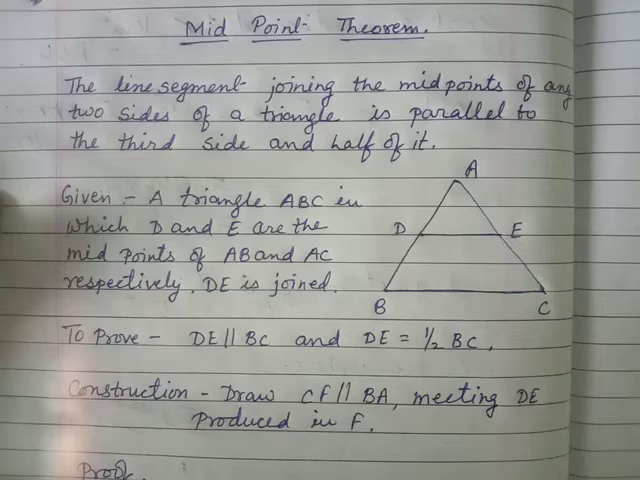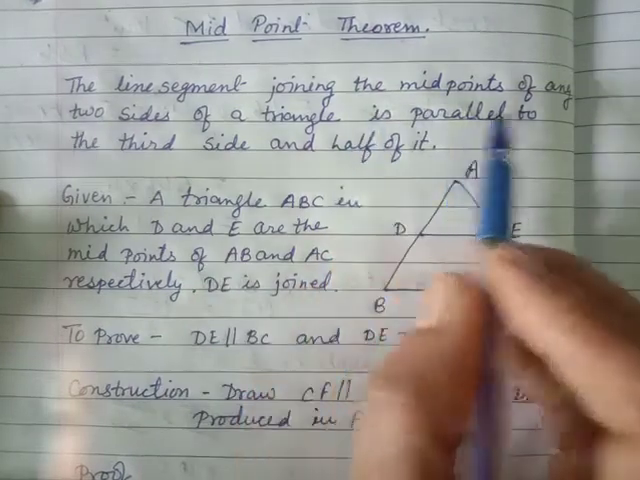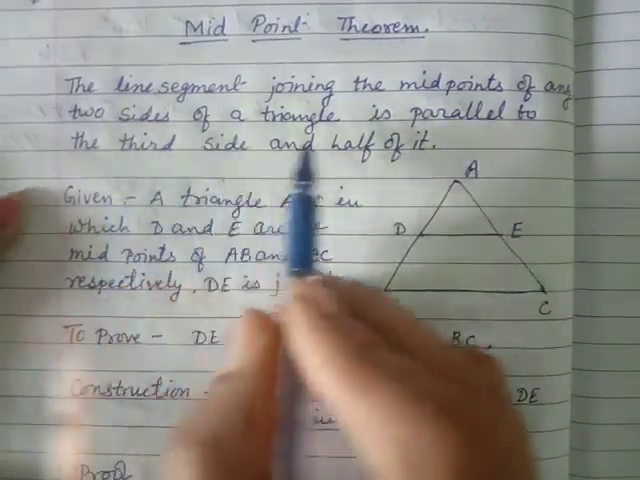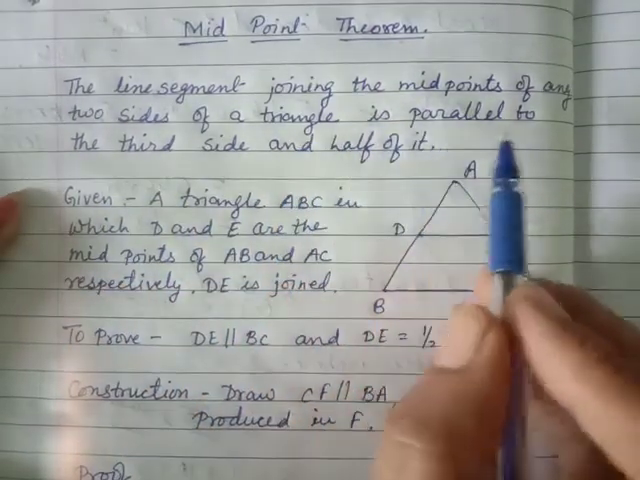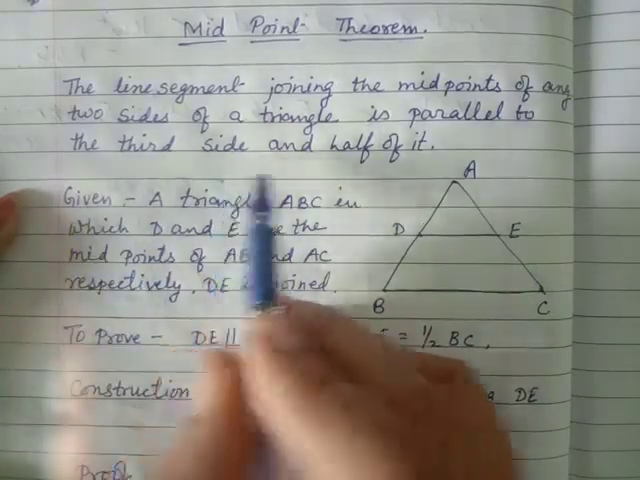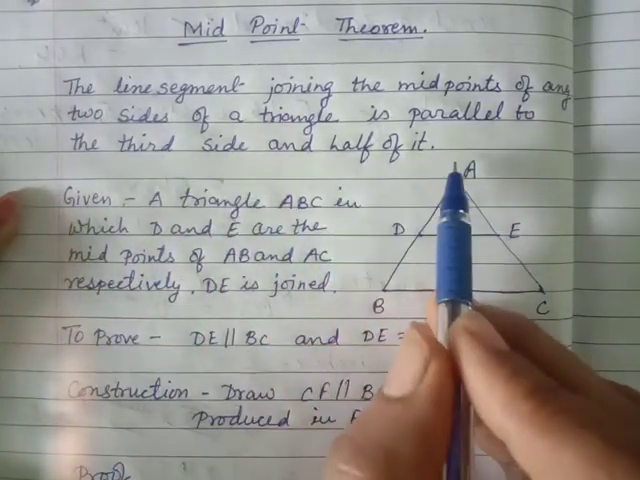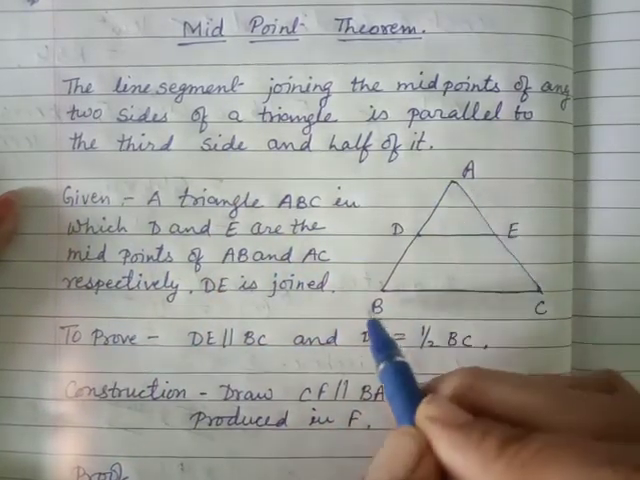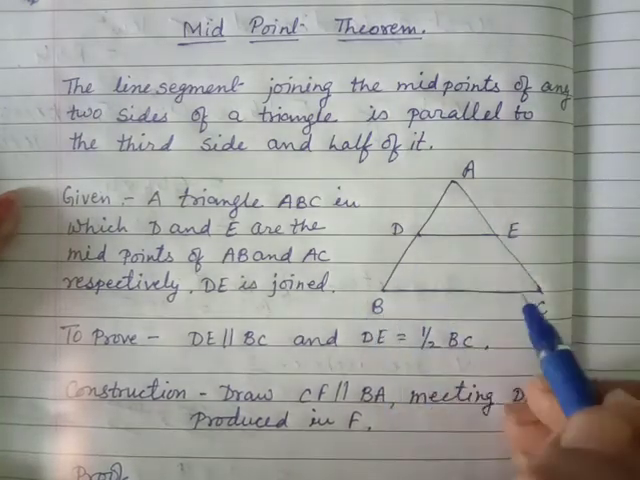Good morning, students. So today we'll learn about the midpoint theorem. So what is the midpoint theorem? The line segment joining the midpoints of any two sides of a triangle is parallel to the third side and half of it. See, this is a triangle ABC.